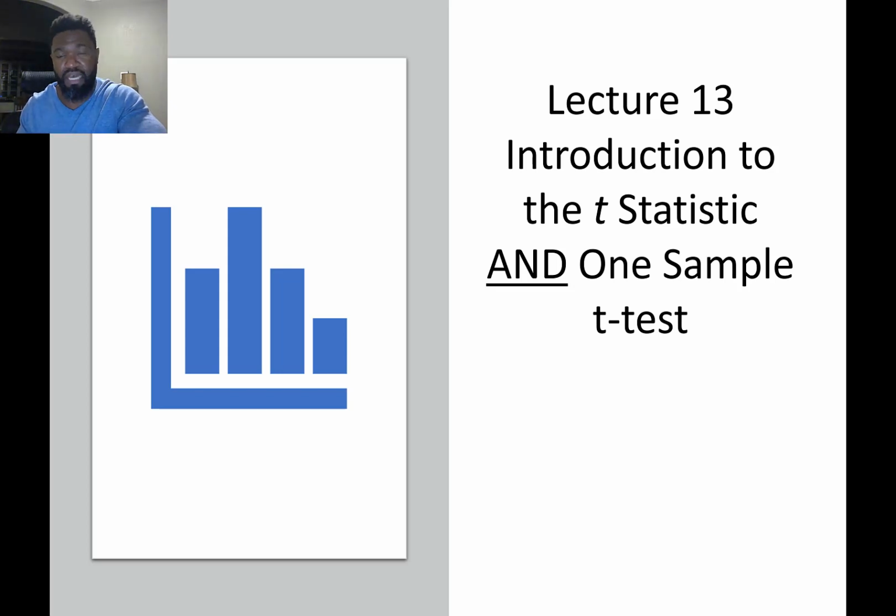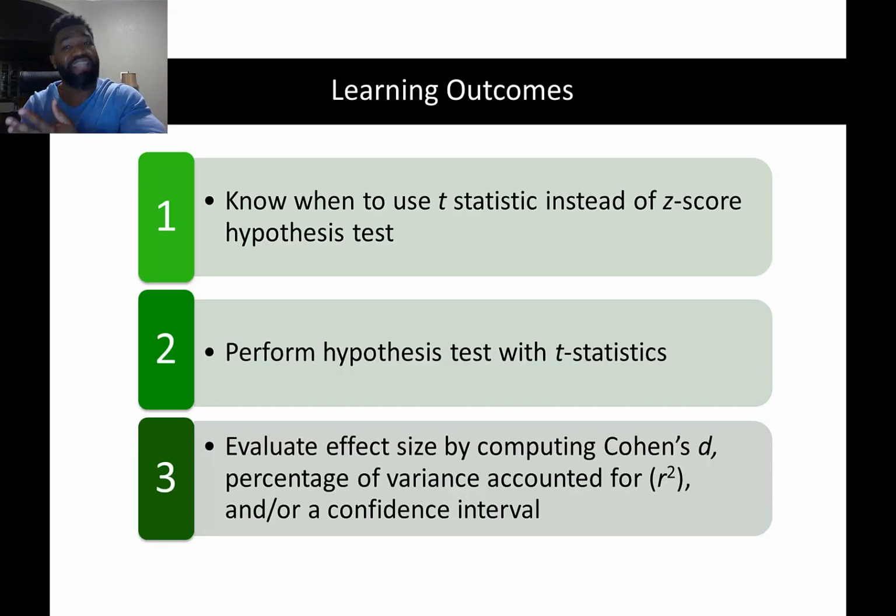So I think we should go ahead and start this lecture so you can get a feel for what I mean by that, okay? Without further ado, let's meet the t-statistic and the one-sample t-test. The learning outcomes for this lecture are, one, for you to understand and know when to use the t-statistic instead of a z-score hypothesis test. Two, for you to perform a hypothesis test using the t-distribution. And three, for you to understand the concept of effect size and to also be able to calculate it. There are 2 of them that we're going to learn, maybe 3, I suppose, because r is one of them itself.